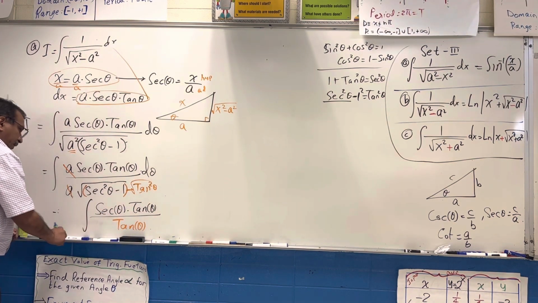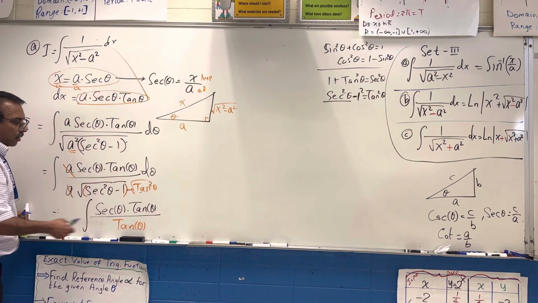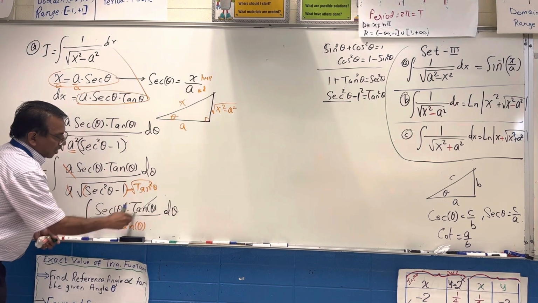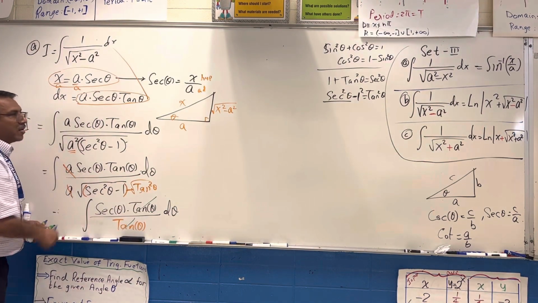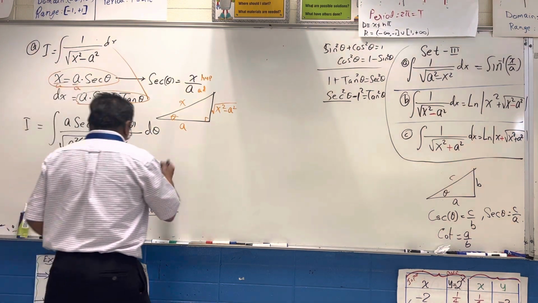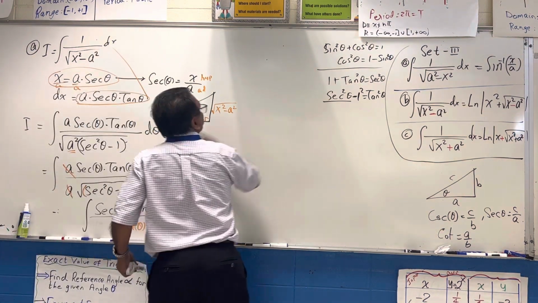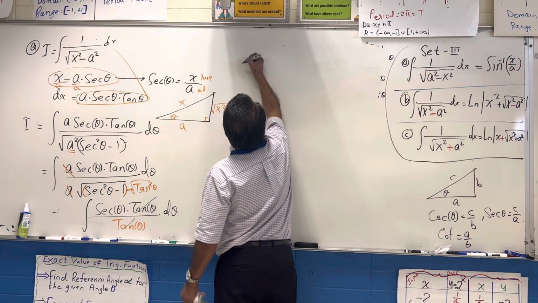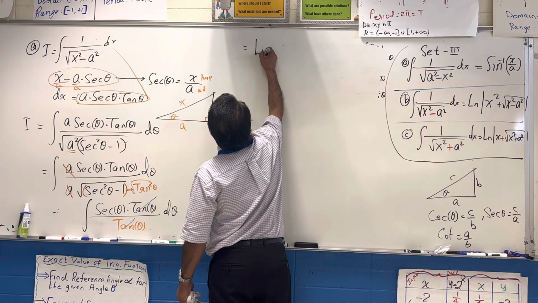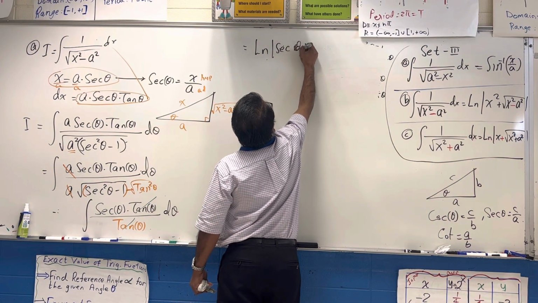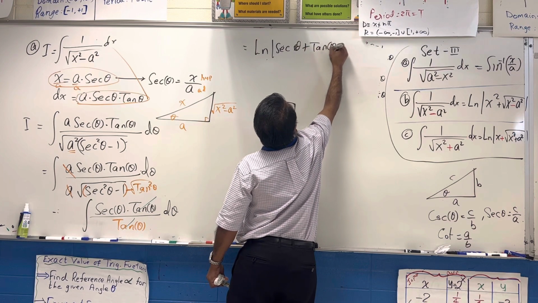And you can clearly see that there's a tan in the numerator. So this tan theta and tan theta cross out. We have integral of secant, and from the earlier formula set, the integral of secant is ln, so that becomes ln of secant theta plus tan theta.